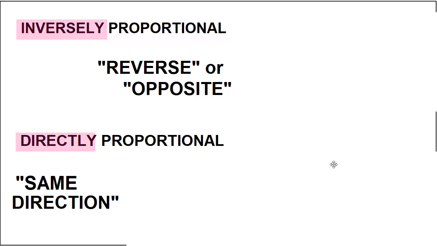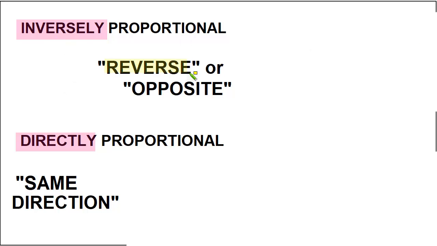You basically are going to end up with only two possible answers for this assessment. Either you're going to find out that two of the variables are inversely proportional or they're directly proportional. So you need to know what these two words mean. If you don't know what these two words mean, then there's no way you're going to pass the assessment. So here's how you can know them.